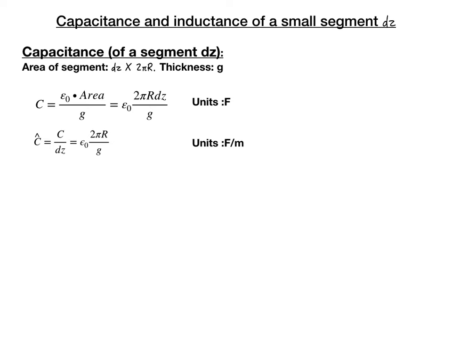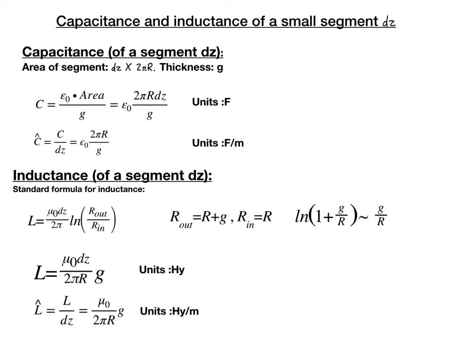But if we want to get rid of this dz, which is the small segment of the transmission line, we will actually calculate the capacitance per unit length. In our case, the capacitance per unit length is in farads per meter because we are working in MKS units. We will denote this by C hat, which is epsilon 0 times 2 pi r over g.